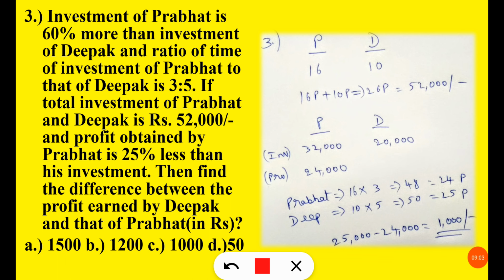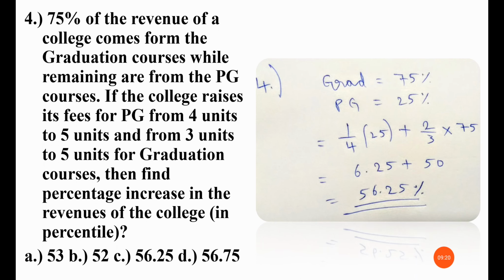And what were we asked to find out? We have to find out the difference between the profit earned by Deepak and that of Prabhat. Deepak's profit is 25,000 rupees. 25,000 minus 24,000 is 1,000. Option C is the correct answer. I hope you understood this problem. No need to explain again. And we are running out of time.